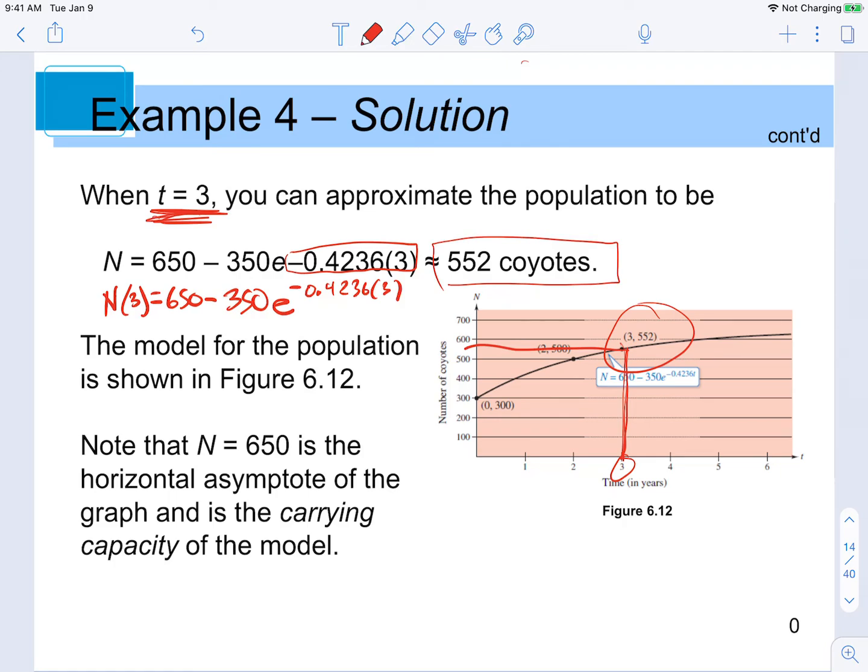Now, a couple of things, and this will set us up for what's coming next. So N equals 650 is a horizontal asymptote for this graph. I mean, they didn't write it in, but if we drew it in here, there's this line, and they call this line L. And it's referred to as the carrying capacity of this particular model. And you'll see what that means in the next video.